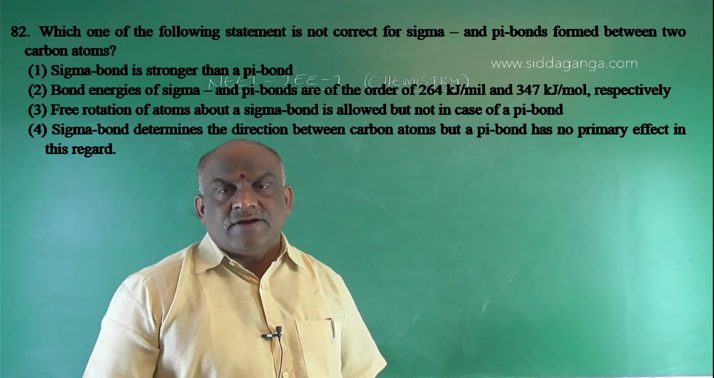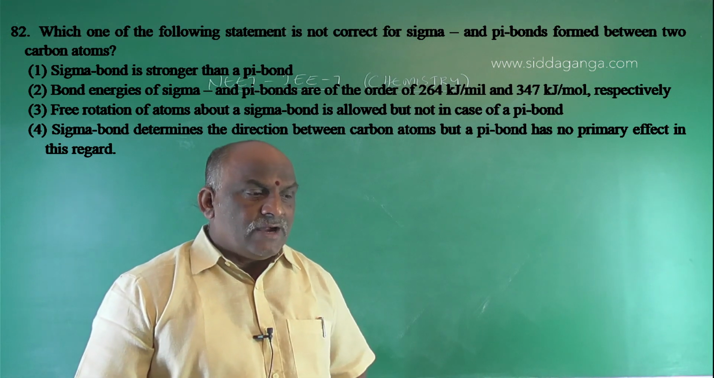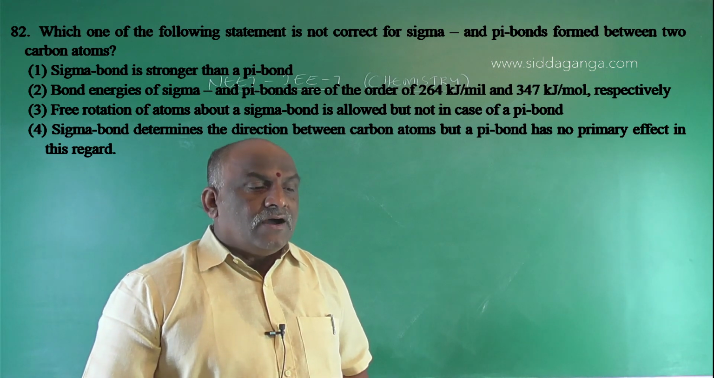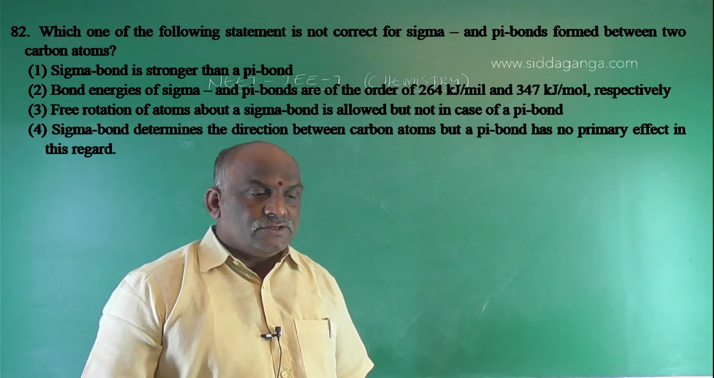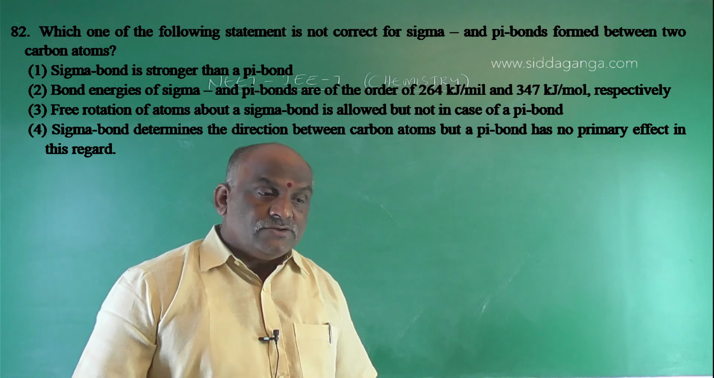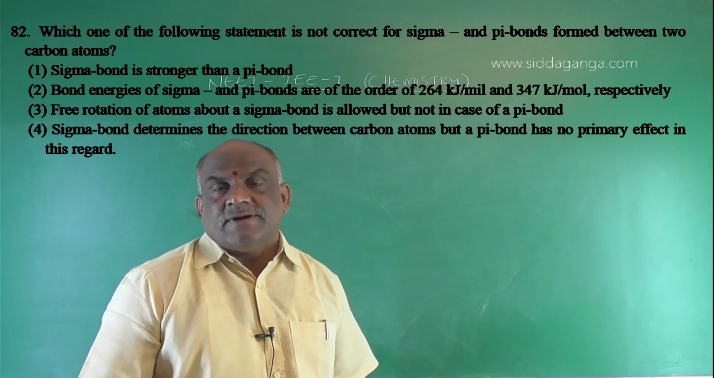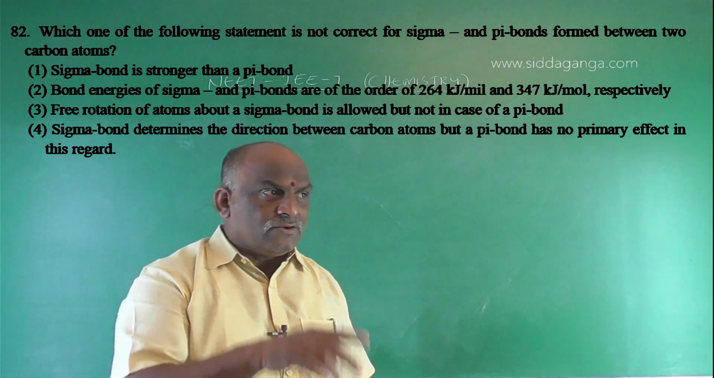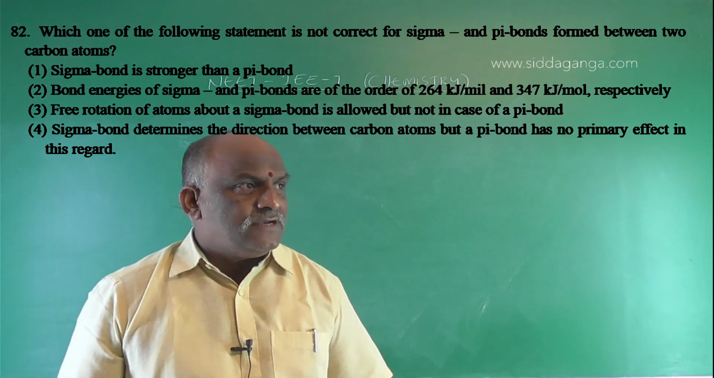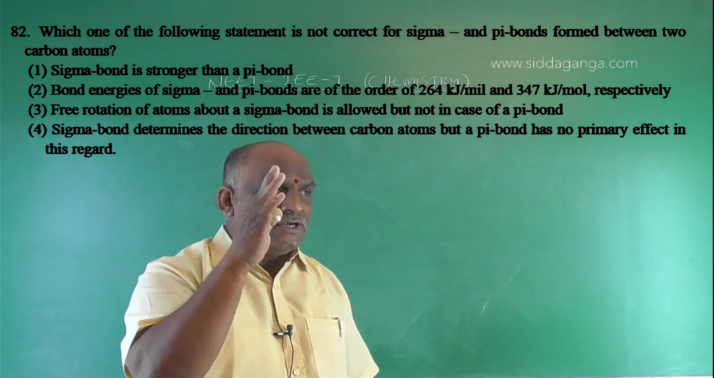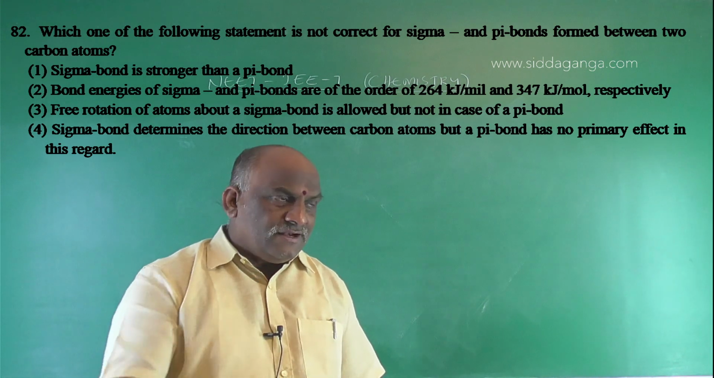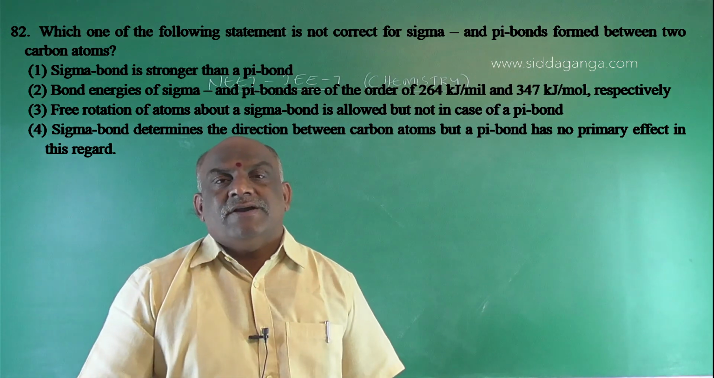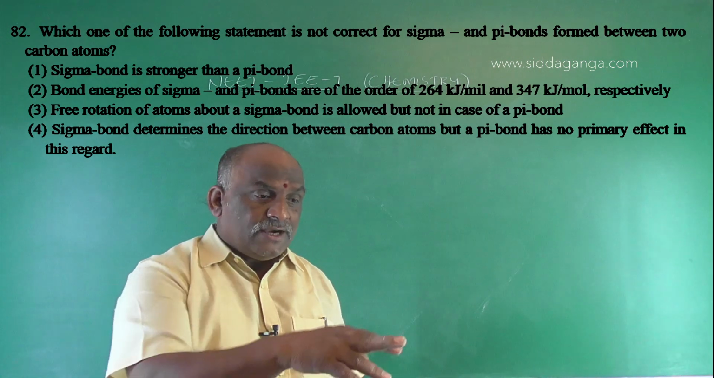Make one correction, my dear students: that is not sigma and pi, it is pi and sigma. The first one is pi, the second one is sigma, of the order of 264 kilojoules per mole and 347 kilojoules per mole respectively. That is a wrong statement because of the order given. All four statements are correct, but while typing, we should interchange it. Pi bond versus sigma bond is wrong. Sigma bond and pi bond is right.